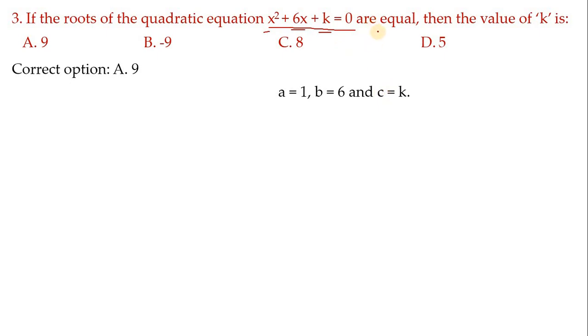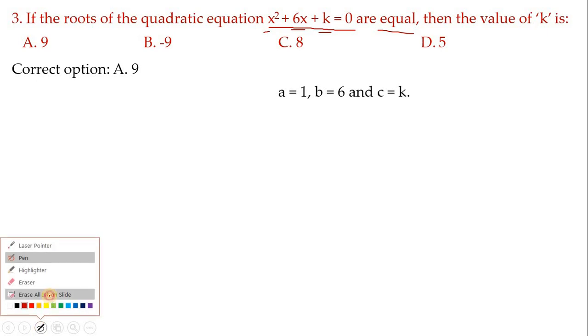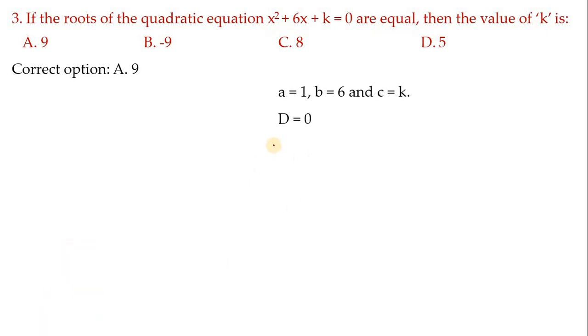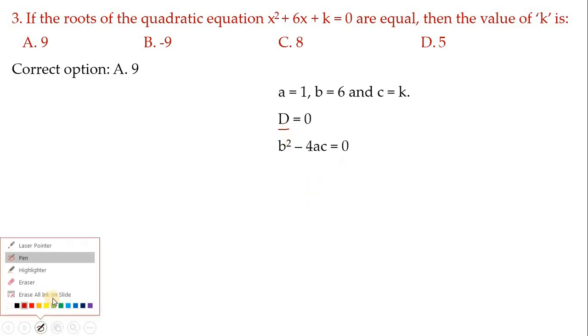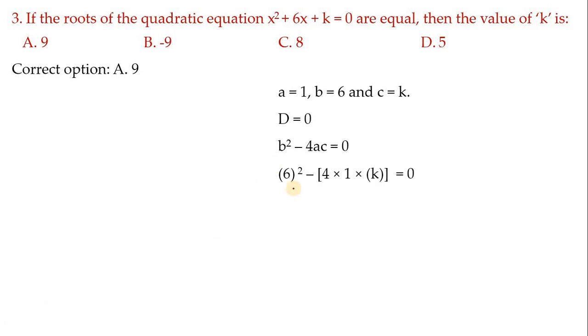Now as I said, here roots are equal. Roots are equal means discriminant is equal to 0, means D is equal to 0. So D formula is b² - 4ac, which is equal to 0. Now substitute the values. So b value is 6, hence we'll get 6². So a value is 1 and c value is k. So we'll get this.